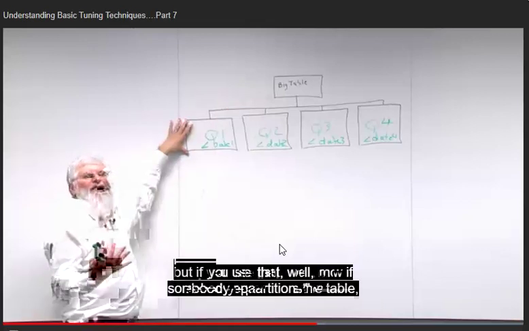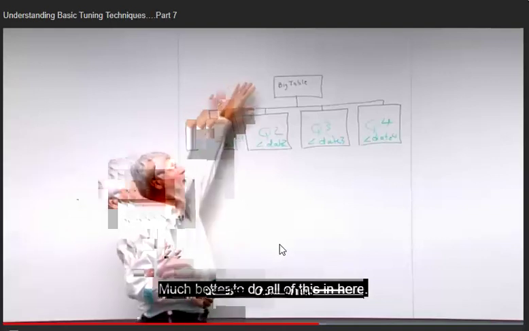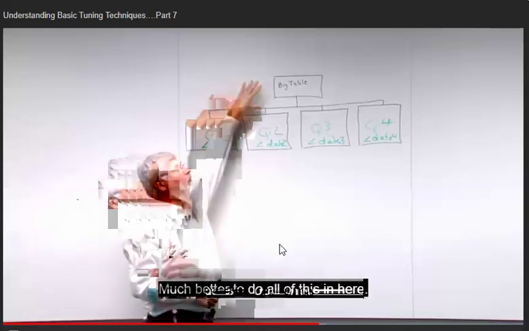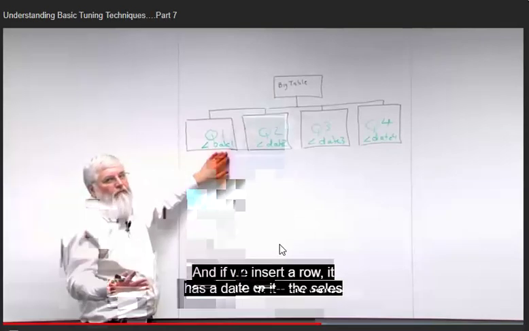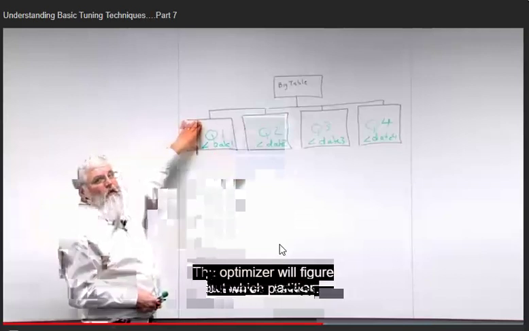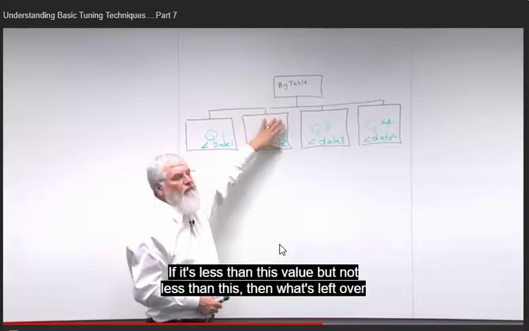And if we insert a row, it has a date on it, the sales date, if this is a sales application. The optimizer will figure out which partition. It will either go into this one if it's less than this value, or if it's not less than this, then what's left over goes into here. So they're range partitioned, a continuous range. Some go into here, some go into here.